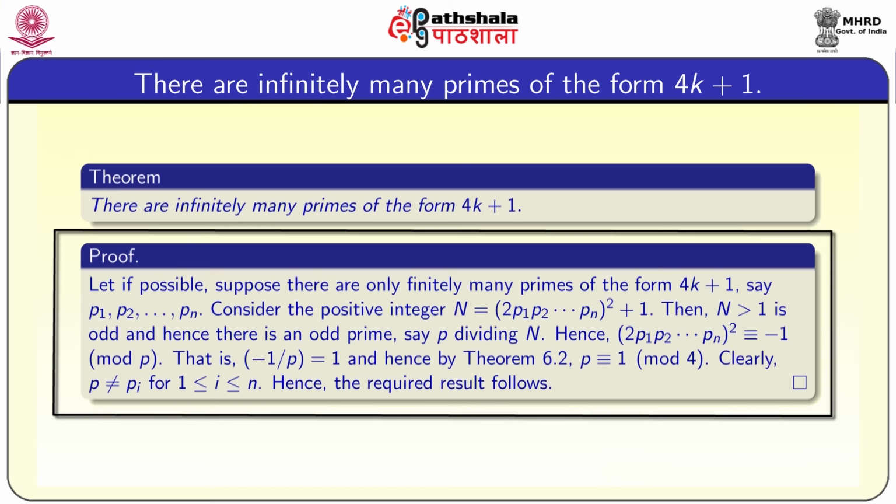Now, clearly p cannot be one of the pi. If p is one of these pi, then what happens? pi divides (2 p1 p2 ... pn)^2, and pi also divides n. So pi divides their difference, that is, pi divides 1, which is a contradiction. That is why this prime has to be different from the primes p1, p2 and so on up to pn. Hence, we got the required result.